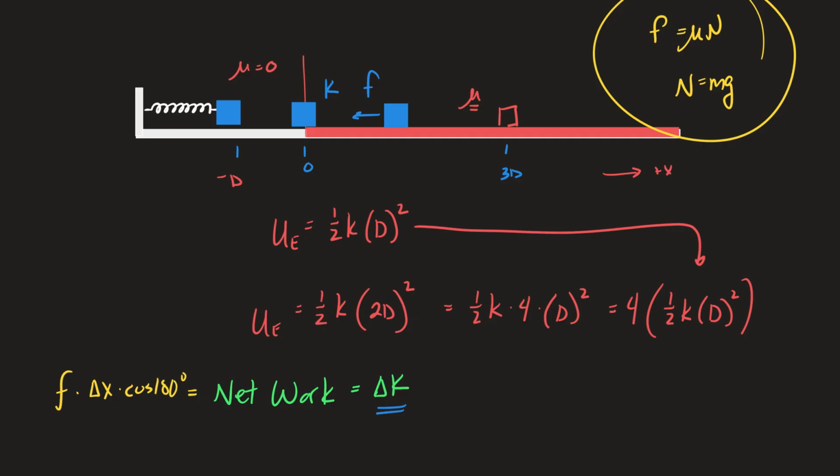I'm bringing this up because if this stays the same and this stays the same, but this is 4 times greater, then this will have to be 4 times greater. So is it going to land at 3d? No, it's going to land at 12d because it's going to have 4 times more energy, so it's going to travel 4 times further.